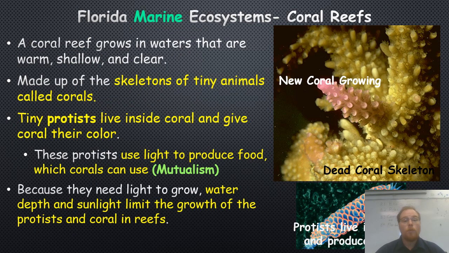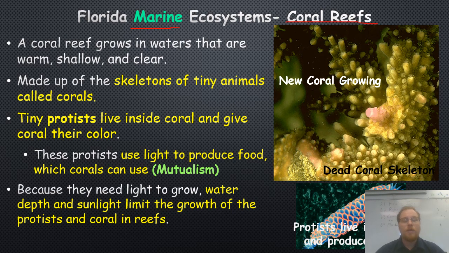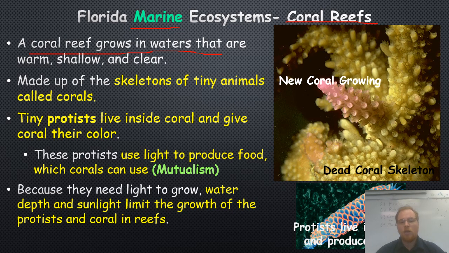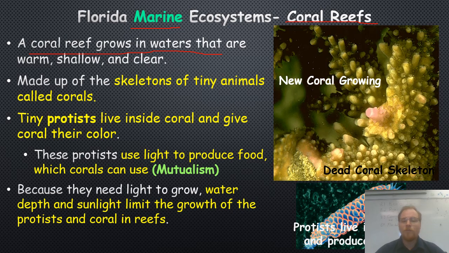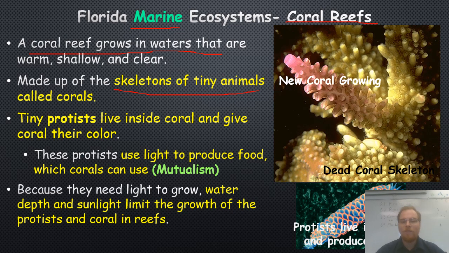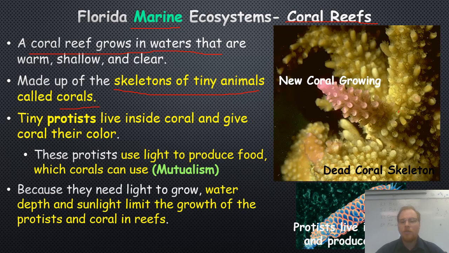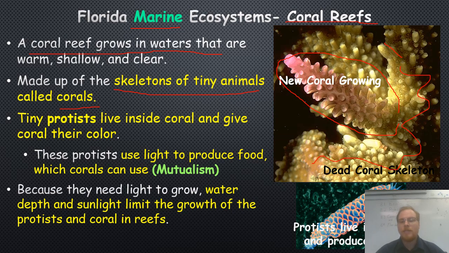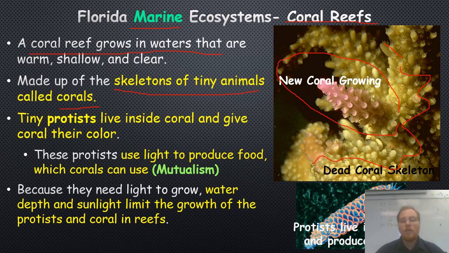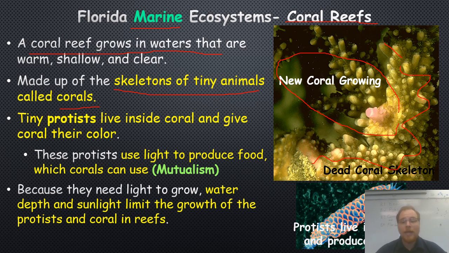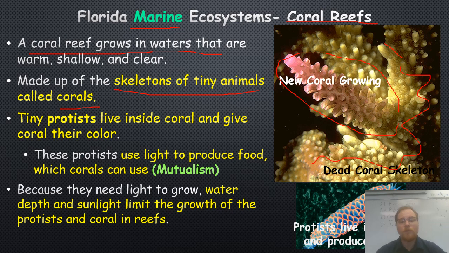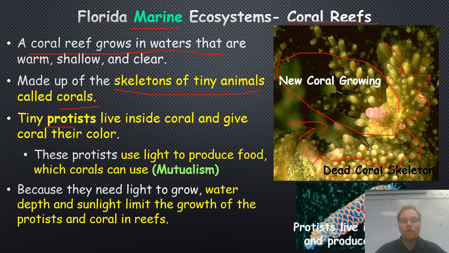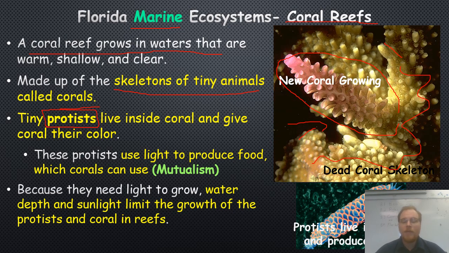Next, we're going to be talking about marine ecosystems. We're going to start with coral reefs. Now, coral reefs are really interesting. They grow in shallow waters, where it's warm and shallow and clear. Coral reefs are actually made up of tiny little skeletons of these animals called coral. And you can see right here, this is new coral growing. But all this area around it is actually dead coral skeleton. So most of what you're seeing for coral reefs is actually dead skeleton, and only the newer stuff is growing, as you can see right here. But what actually gives coral its color are these tiny little things called protists, and we talked about that at the very beginning of these slides.